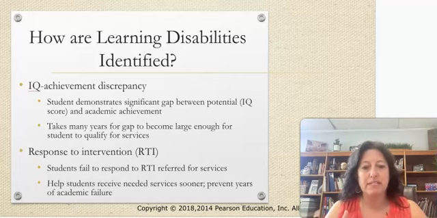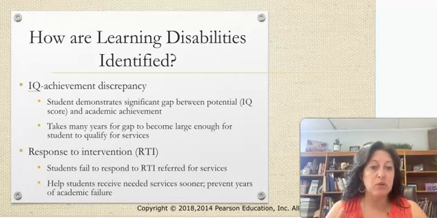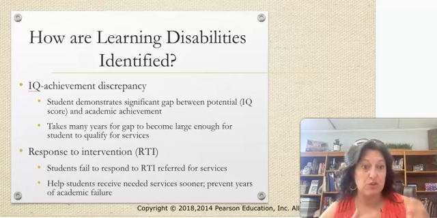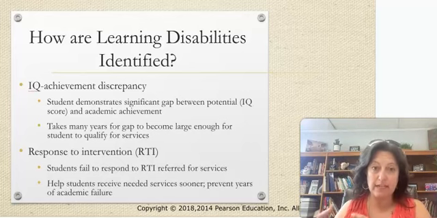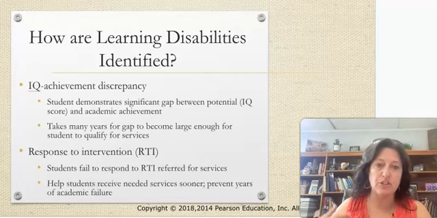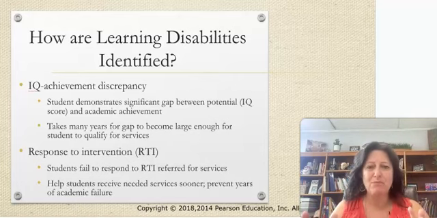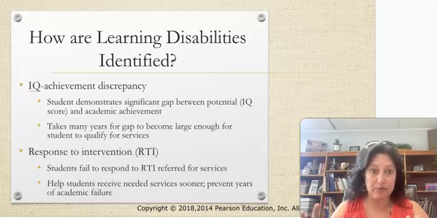So how are they going to be identified? The first way is what we call an IQ discrepancy, and students are going to demonstrate a significant gap between their potential, which is their IQ score, what they should be able to do, and what their academic achievement is showing they are actually doing. The biggest problem with this is it takes years for a gap to become large enough for students to qualify for services.